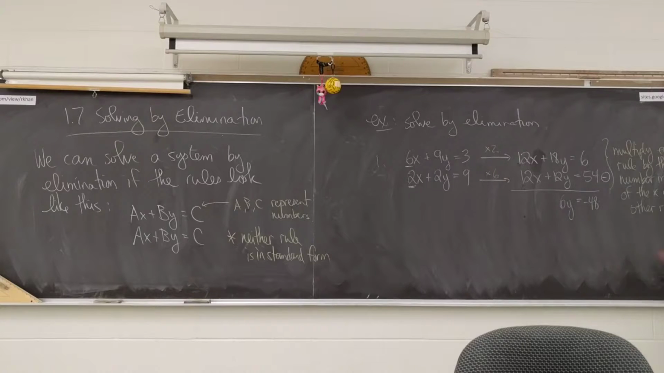So I've taken my first rule that I changed, my second rule that I changed, I stacked them, double stacked them on top of each other. And then I decided I'm going to subtract them. And by subtracting them, I actually get rid of one of the variables. Now we have 6y equals negative 48.